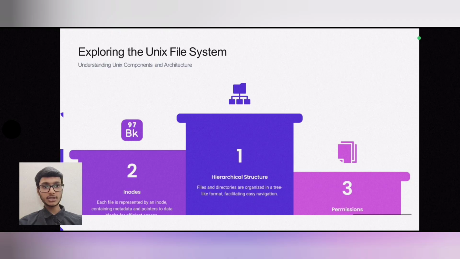Exploring the Unix file system. Unix file system consists of inodes, hierarchical structures, and permissions. Each file is represented by an inode containing metadata and pointers to data.